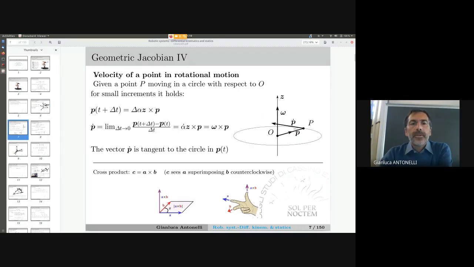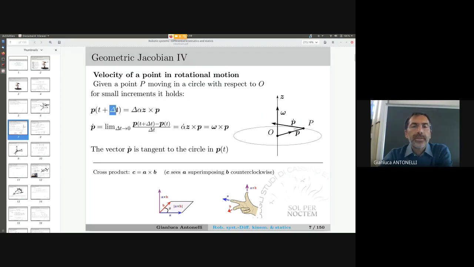Okay. What is the linear velocity of a point in rotational motion? I'm interested in rotational motion for an obvious reason, because when I have a rotational joint, for example here, my elbow, this is the end effector, I keep still all the joints except this one, and the movement of the end effector is clearly a movement around a circle. Okay, so this is the reason why we are studying specifically the velocity of a point in a rotational motion.